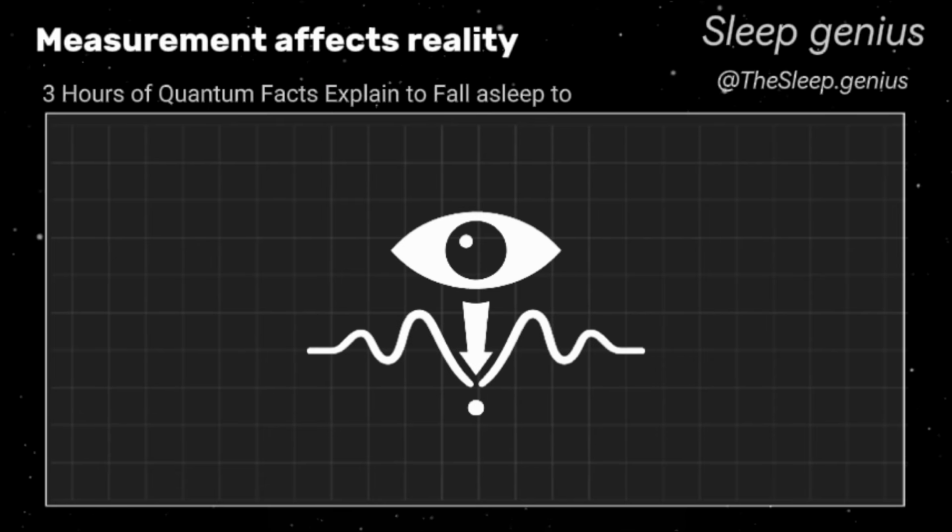Measurement affects reality. Measurement is a cornerstone of human understanding. It is through measurement that we are able to quantify the world around us and make sense of our surroundings. Whether it is the length of a table, the time it takes to run a mile, or the temperature of a cup of coffee, measurement provides the language we use to describe and navigate the physical universe.